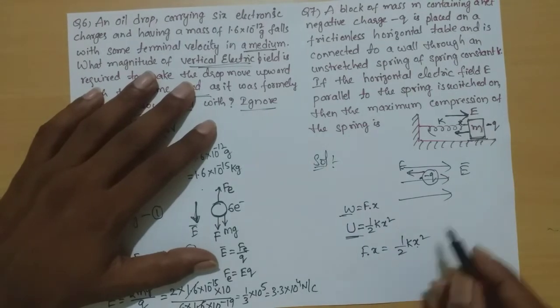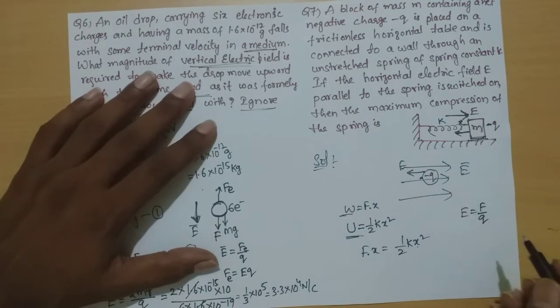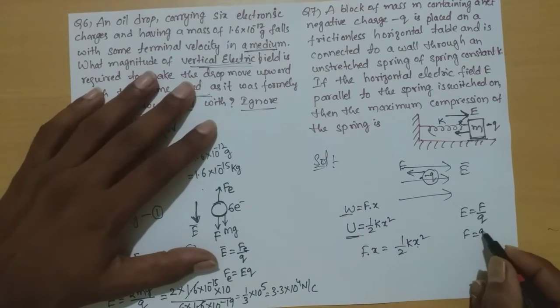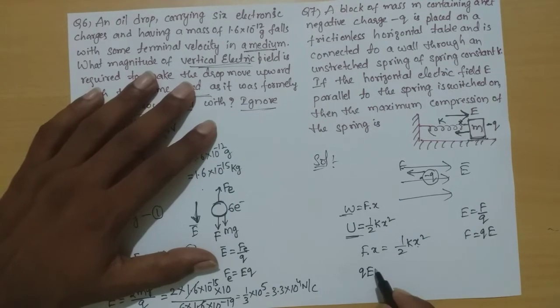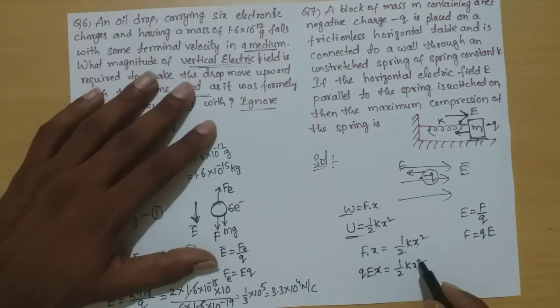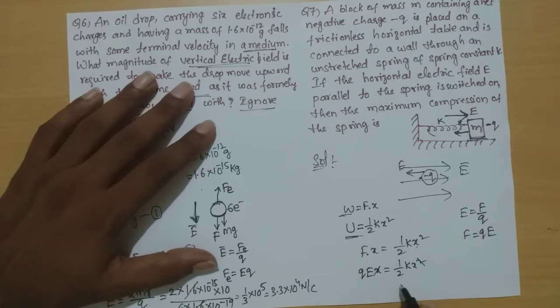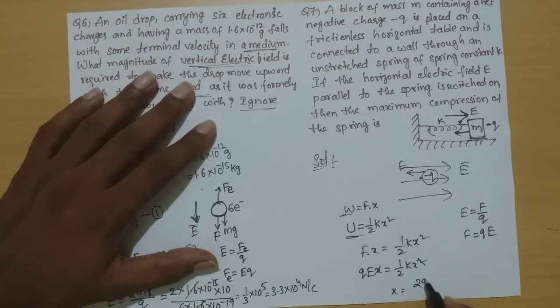The electric field formula is E equals F by Q, so F equals Q into E. Now in place of F, I write QE x equals half k x square. For the maximum compression x, one x will cancel and go to the other side. So we get x equals 2 qE by k. This is the maximum compression of the spring.